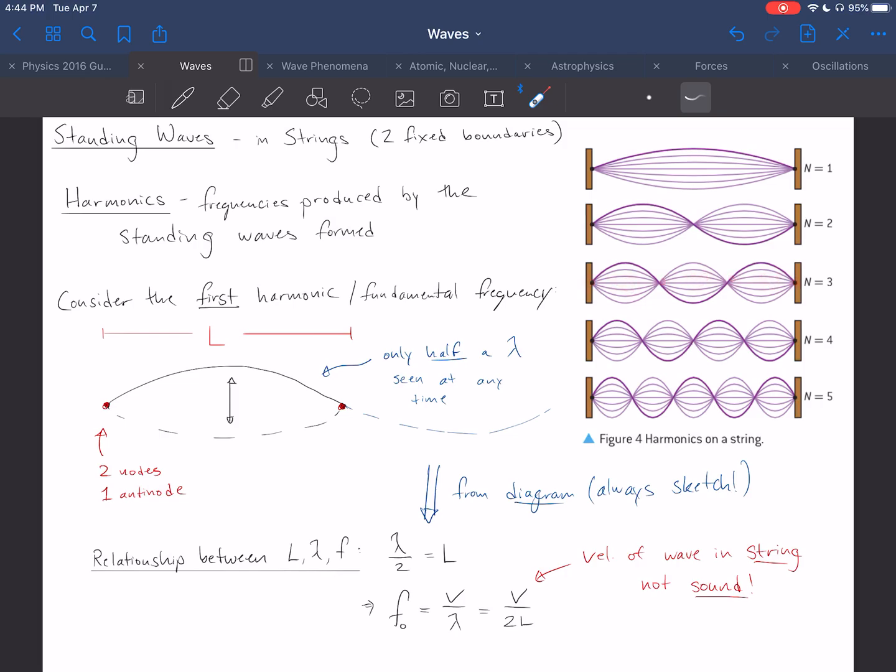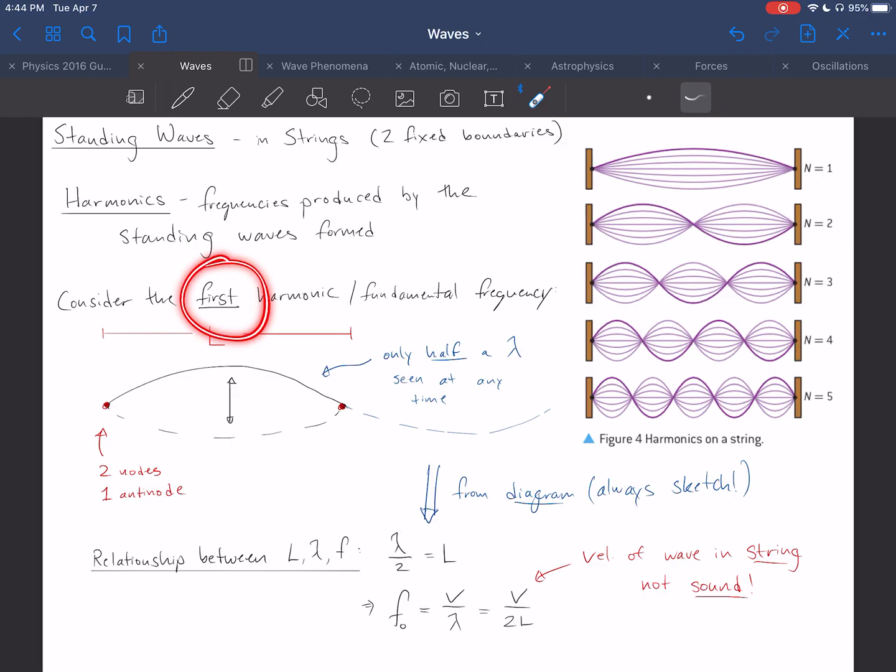And this pattern continues. You should be comfortable sketching any harmonic, and in fact, in any standing wave problem you ever undertake, I strongly recommend that the very first thing you do, even if it's not asked for, is to sketch a diagram. To see why, we're going to consider the relationship between the length of the string, the wavelength, and the frequency. And we're going to do so with reference to the diagrams. You always want to draw that diagram first.